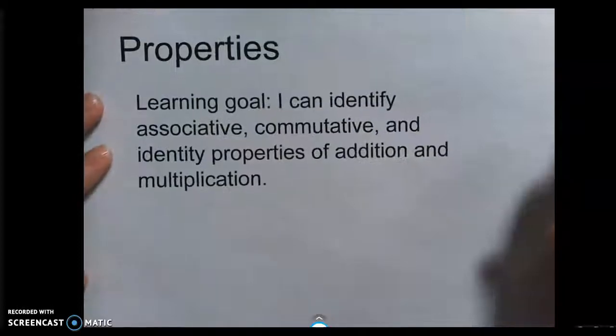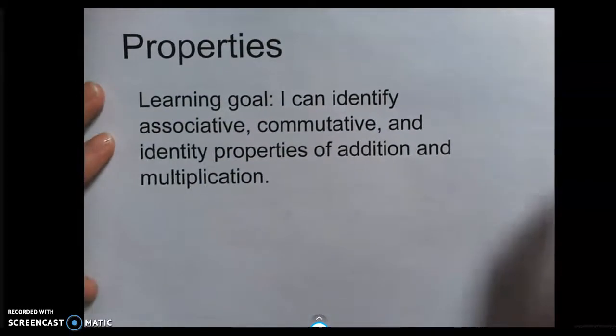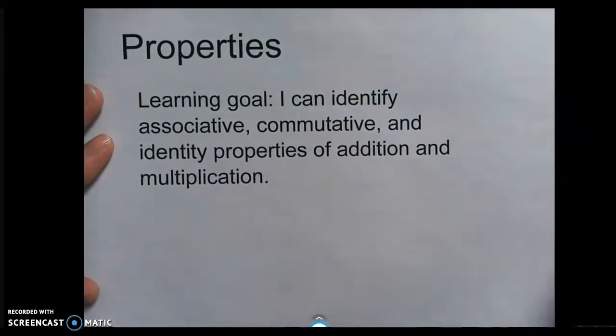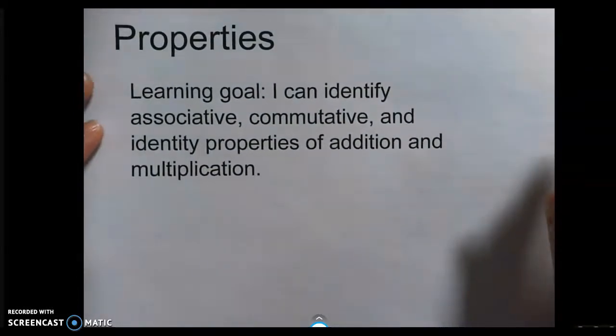Hey guys, so today I'm going to teach you about properties of math. We kind of did this yesterday when we did the distributive property. We did the distributive property all in its own specific day because it's more challenging than the other ones.